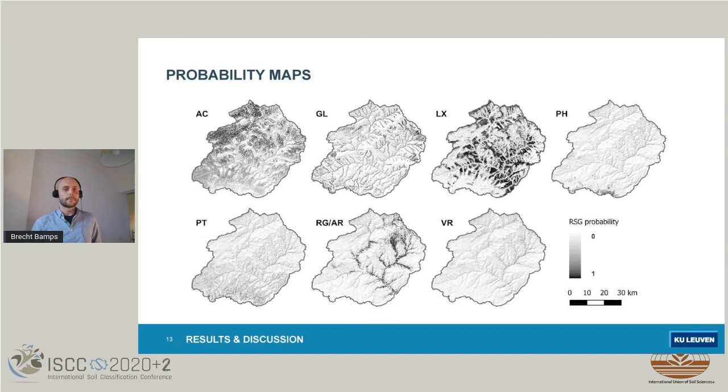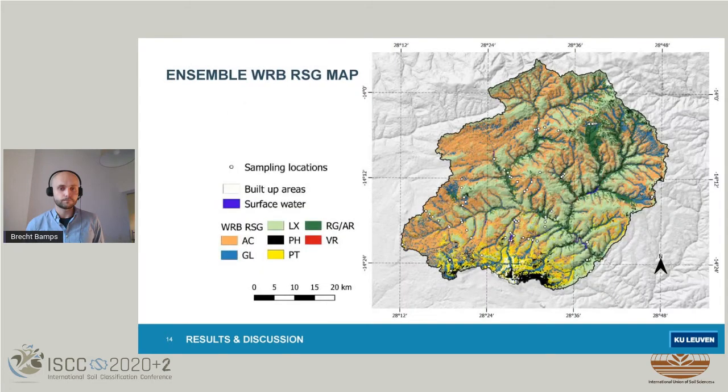And the next step then is to combine these probabilities and look at every pixel what the reference soil group is with the highest probability of occurrence, which was then selected for that location. And that then results in this map, which is the final product. This is our ensemble soil class map with the reference soil groups, clearly representing the spatial variability of the soils within our study area, and also concurring with the field observations that we did.